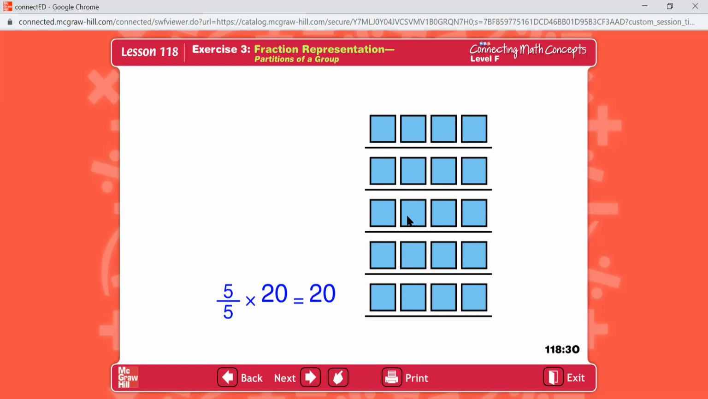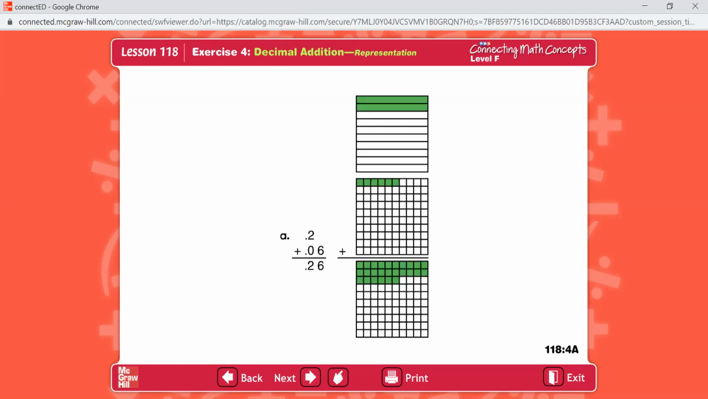Shade rows to show 2/10. Make the diagram for 6/100 in the second box. Show the answer in the last box. Here's what you should have. Here's one way to show 26/100. 2 rows are shaded, that's 20/100. And 6/100 is another row, in another row are shaded.